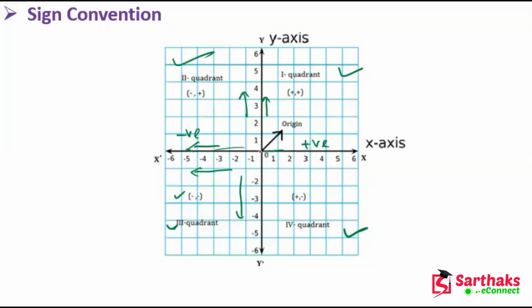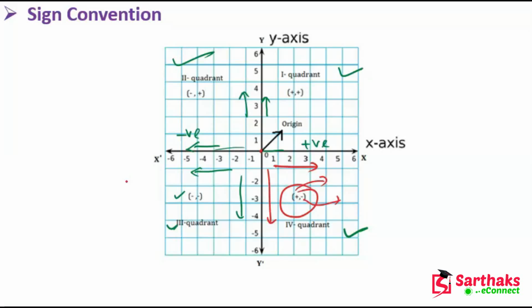Now let's talk about the fourth quadrant. In the fourth quadrant, here is the positive x-axis and here is the negative y-axis. So the coordinates are plus minus, meaning the x coordinate is plus and the y coordinate is minus. So my dear friends, what is the sign convention? I hope you understand the sign convention.